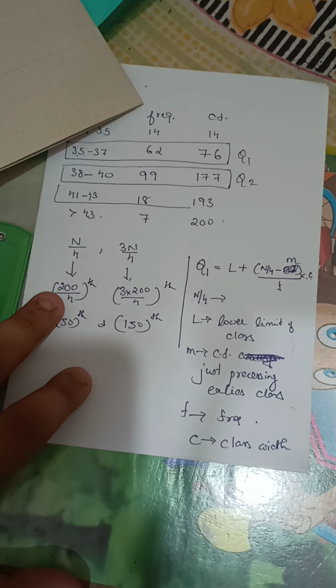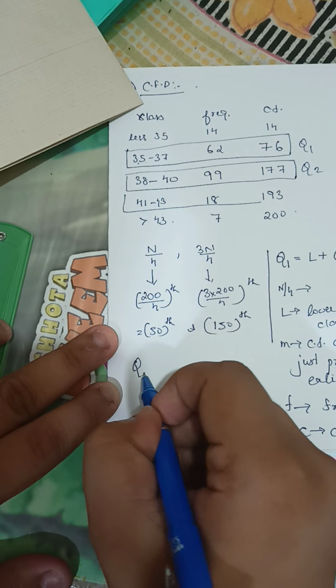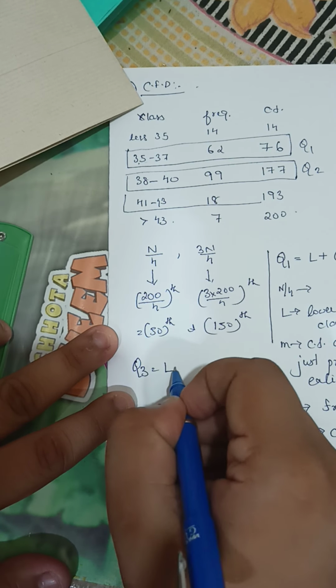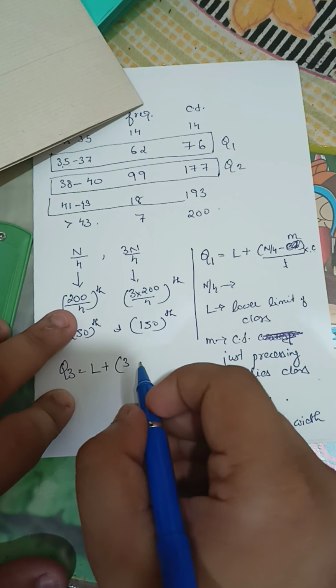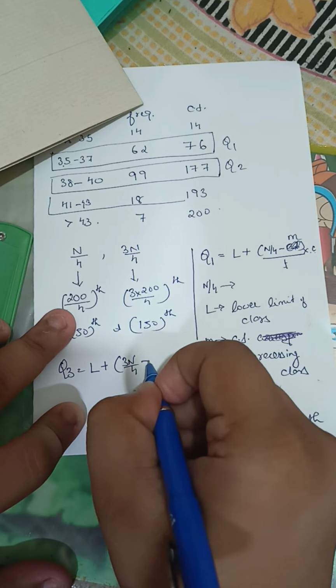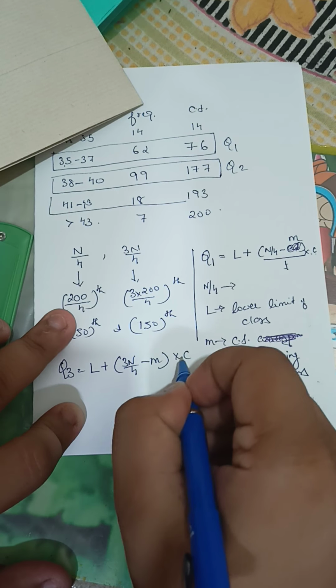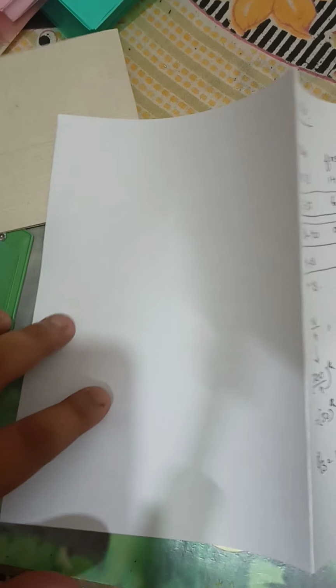Okay, class width. So then Q3 is calculated such that L plus n by 4 — we will calculate it as 3n by 4. Okay, 3n by 4. Then the idea is the same, into C divided by F. Okay, this is the idea.